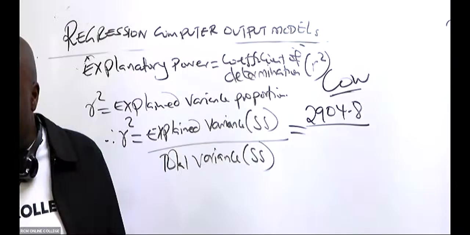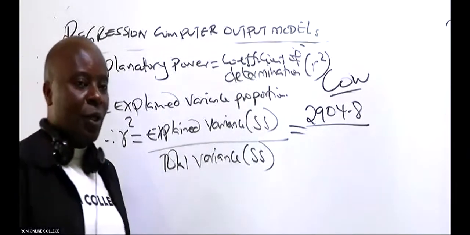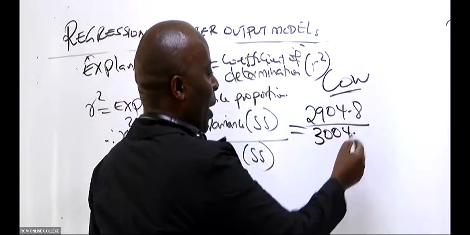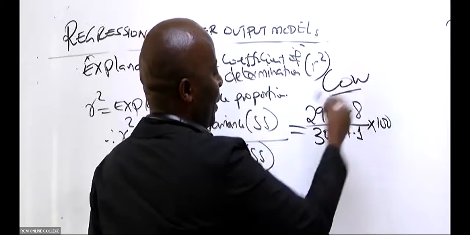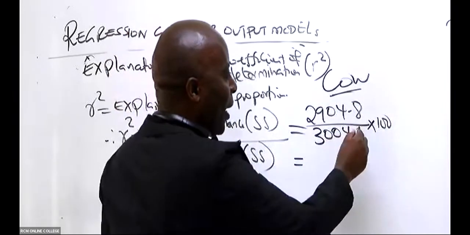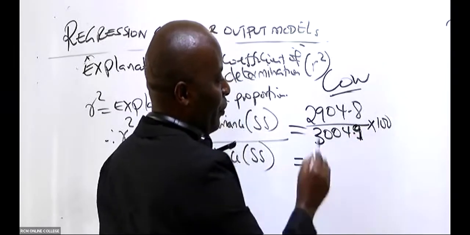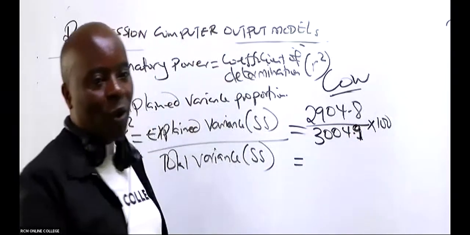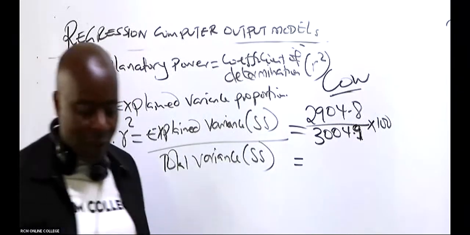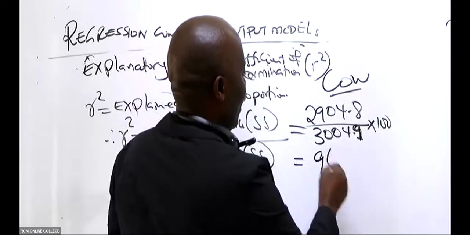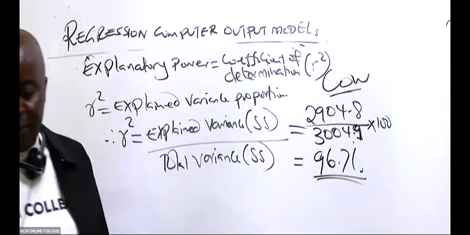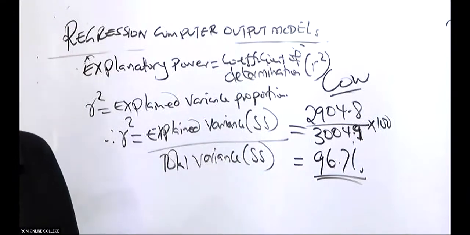Could you kindly remind me what the total variance was? 3,000... times 100%, which gives us... thank you so much for that. So at the end of the day, what figure are we getting here? Somebody has already given this to me: 96.7%.